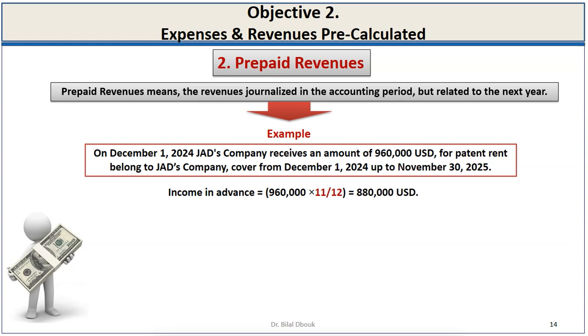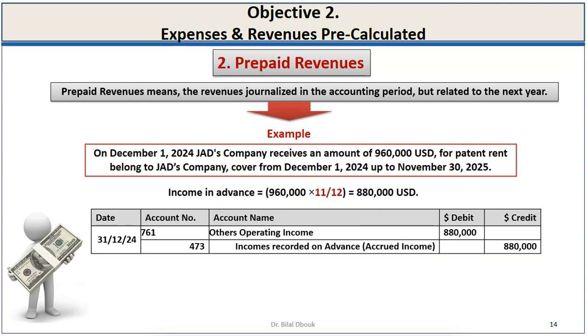Moving to prepaid revenues, it is a similar concept to prepaid expense, but here we have a revenue. Let's see this practical example. On December 1, 2024, Jud's company received an amount of $960,000 for patent rent belonging to Judd company, which covered December 1, 2024 till November 30, 2025. So we have an income in advance related to 11 months of year 2025, but the prepaid revenue occurred in year 2024.